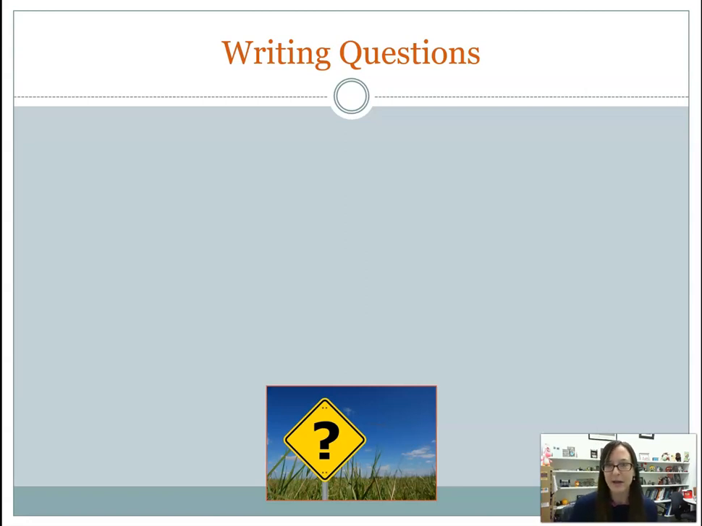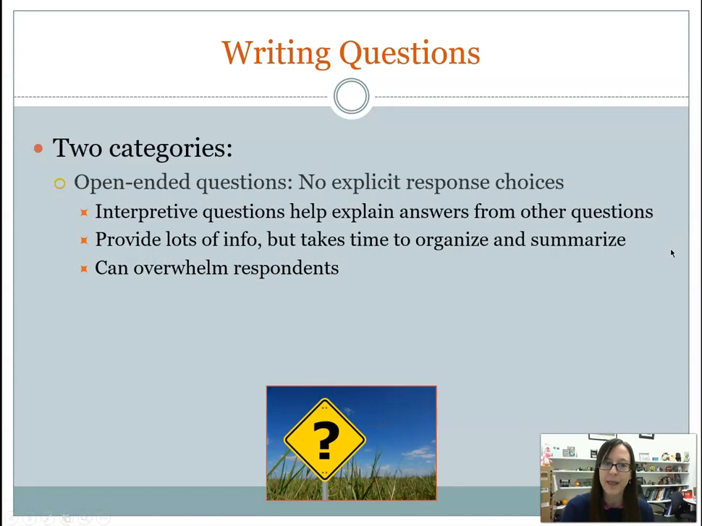So let's talk a little bit about how to write questions for a survey. First of all, there are two types of questions you can include in a survey: open-ended questions and closed-ended questions. The open-ended question is just, there are no response choices. It's a question where you can write in whatever you want to write.